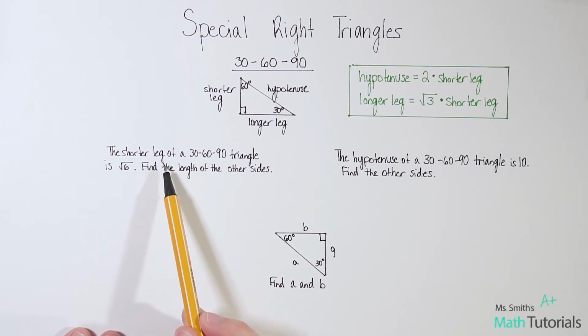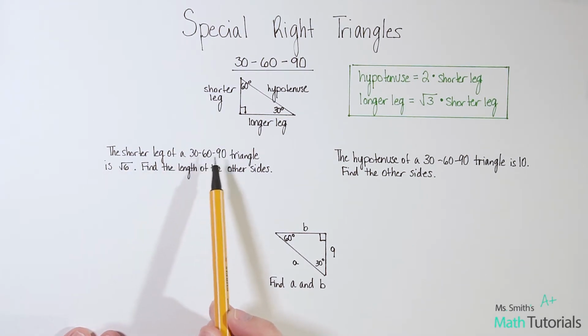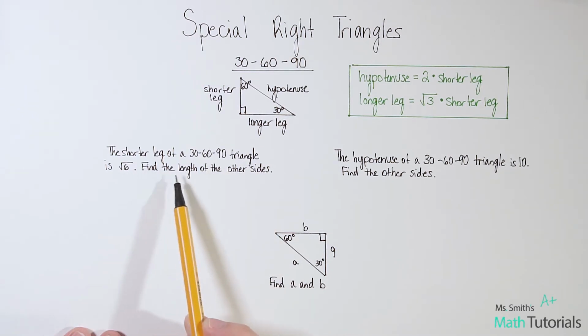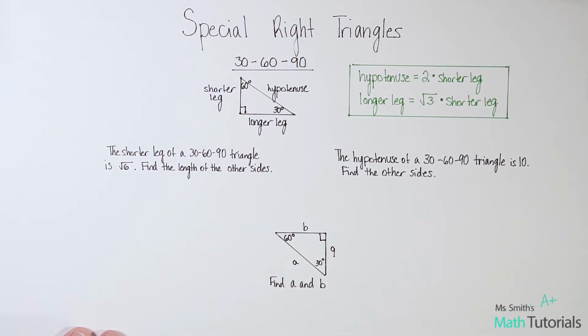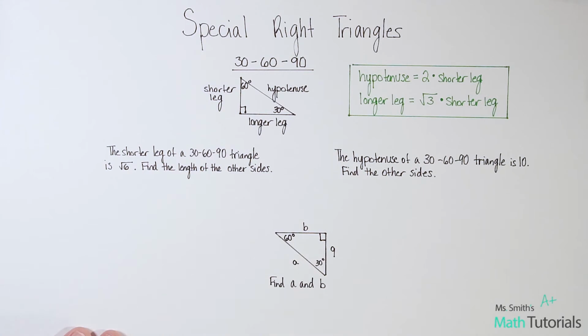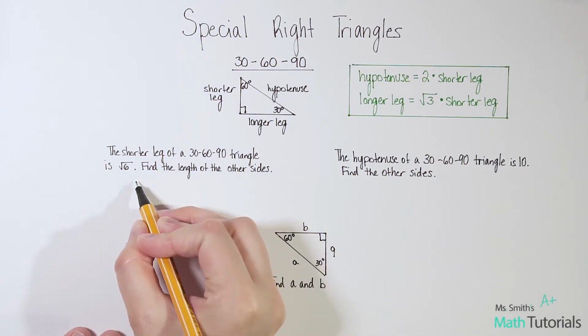This one says the shorter leg of a 30, 60, 90 triangle is the square root of 6. Find the length of the other two sides. Okay, so let's lay out what we know. I'm going to draw a diagram because I think everything's always easier if you could see a visual representation.